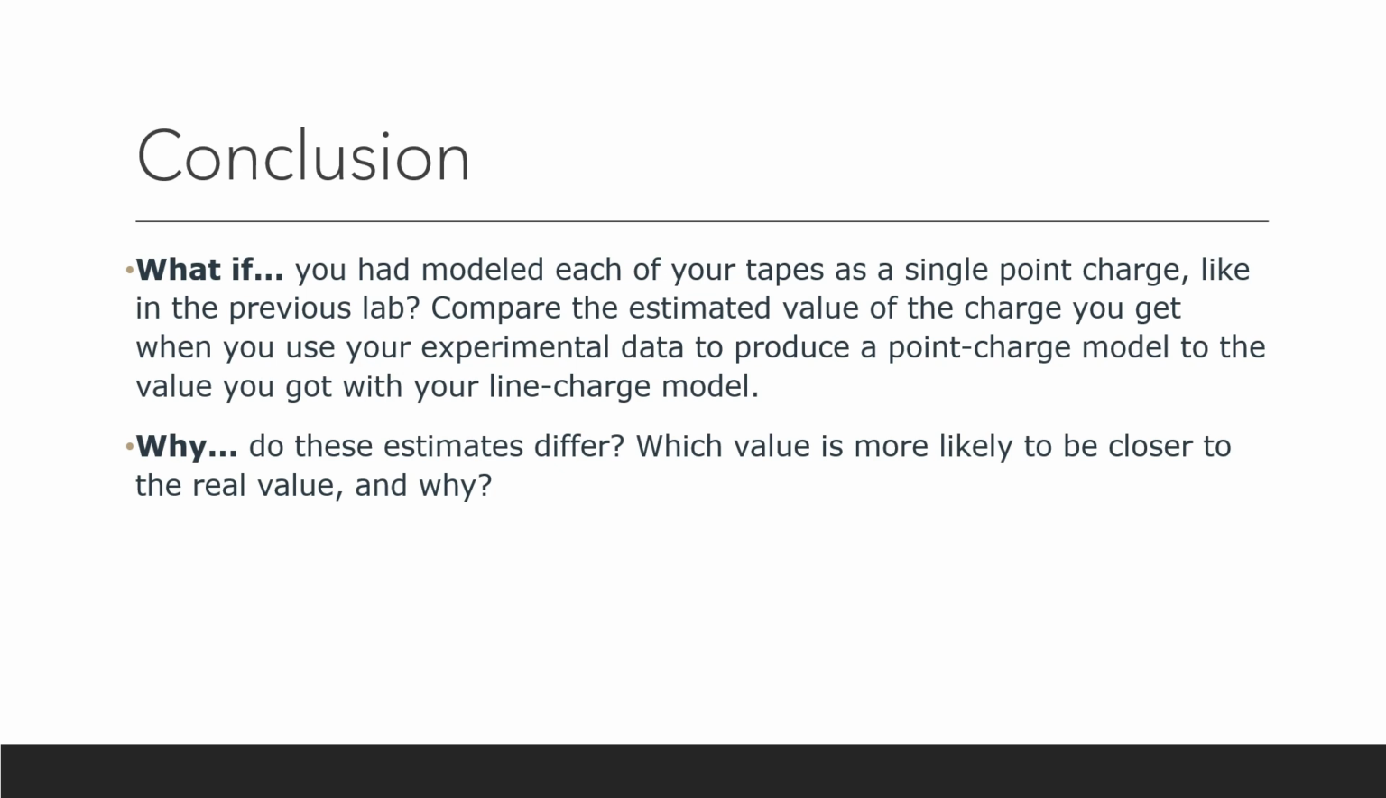And logically that makes sense, because if you have a line of charges, they're going to have more of an impact on another object, this being the other tape, compared to just a singular point charge if we are using similar conditions and similar charges in our estimations. And so do these estimates differ? Yes. Which value is likely to be the real value? The value from this experiment, where it is treated as a line charge, is much more likely to be accurate because a tape is much more similar to a line charge than a point charge.